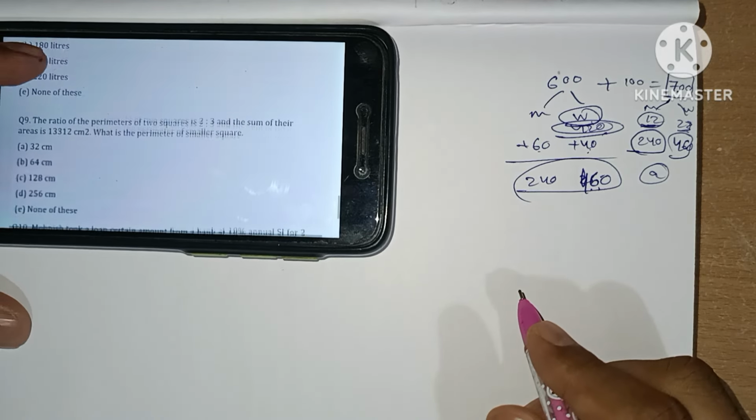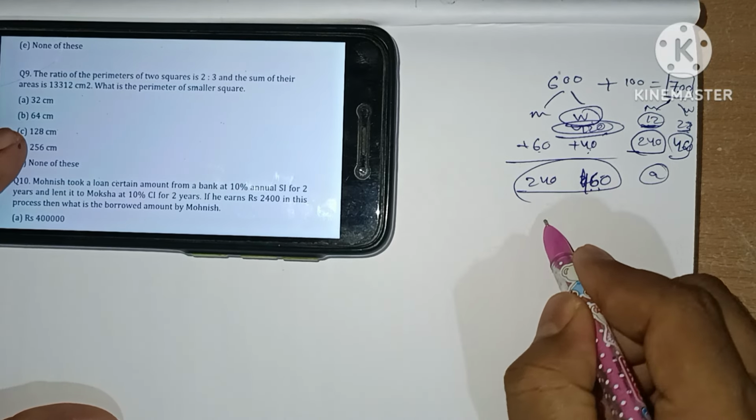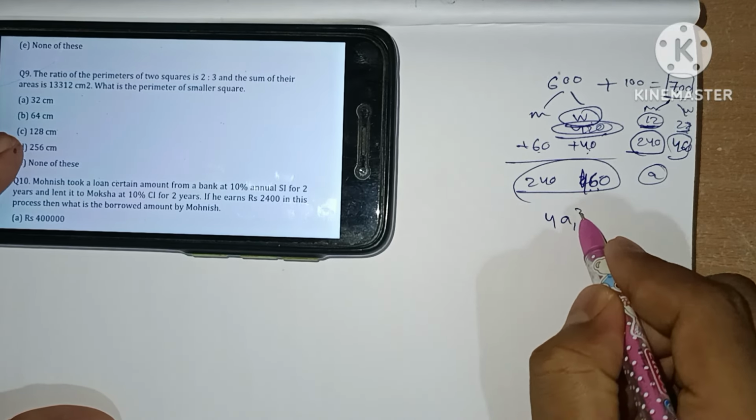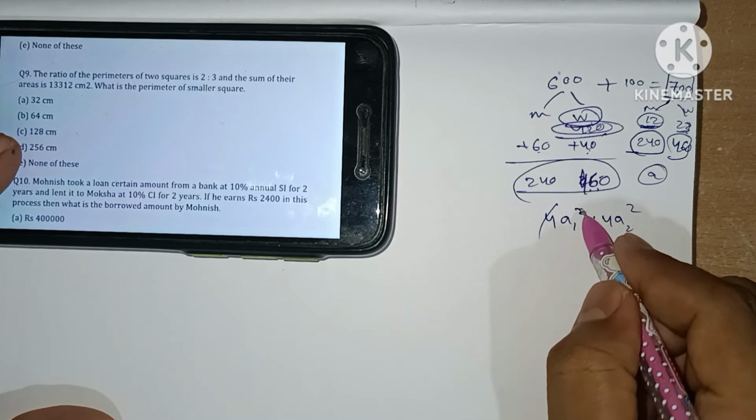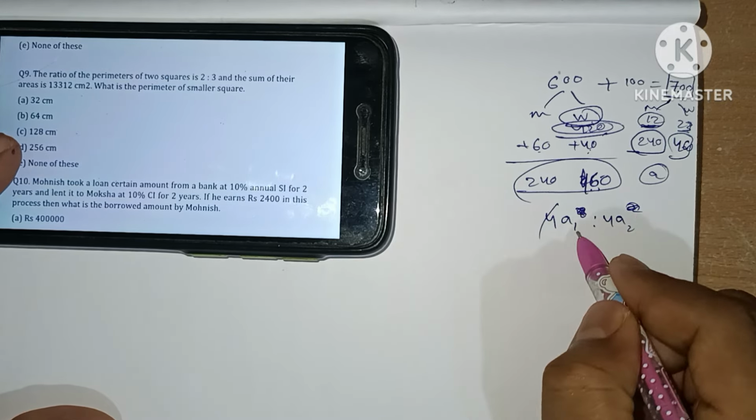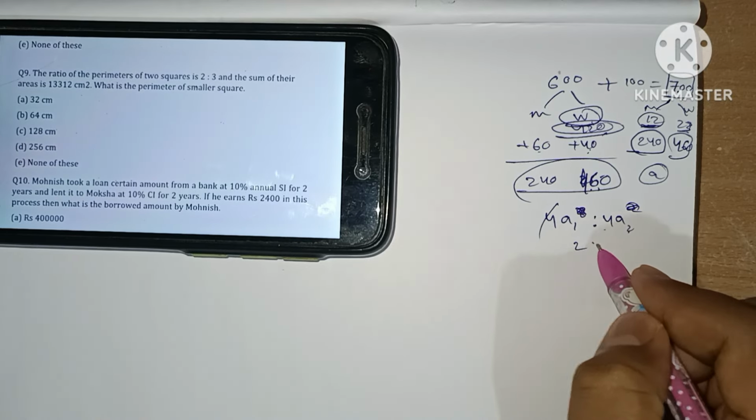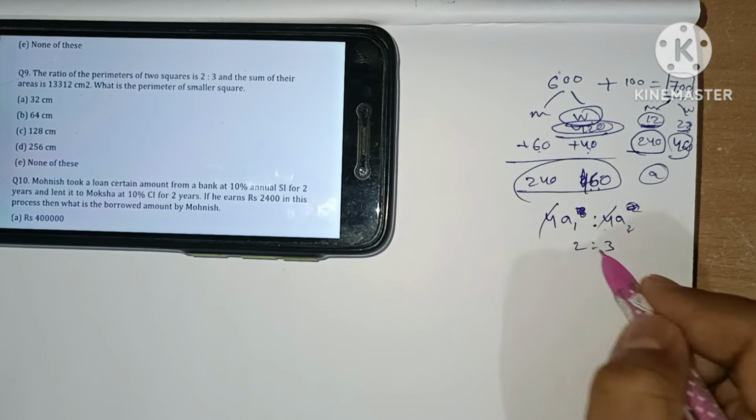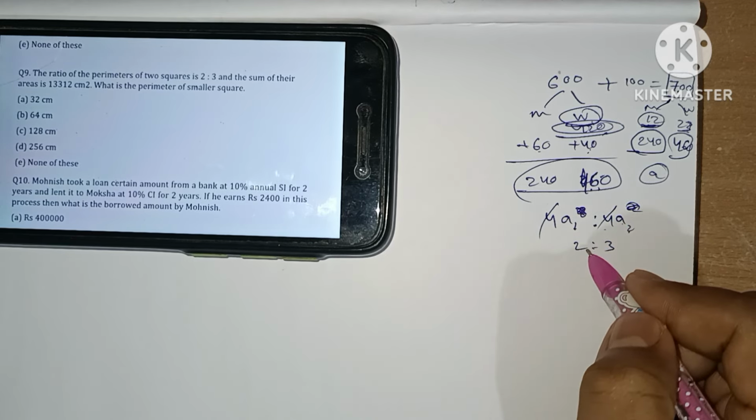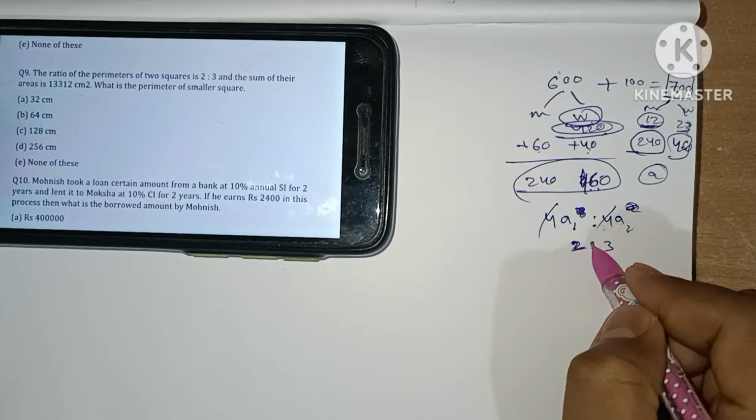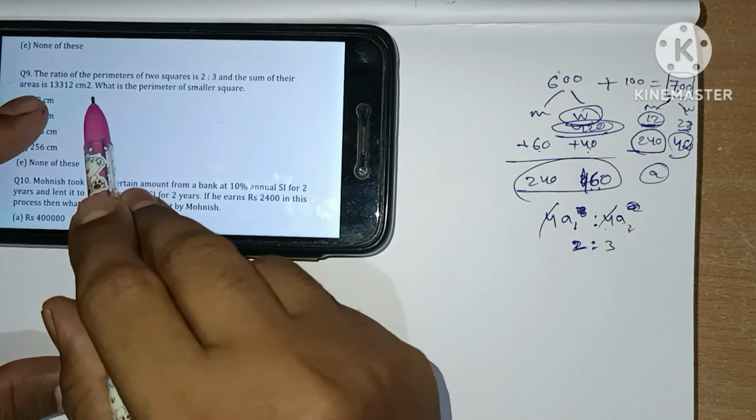Next, 9th question. The ratio of the perimeters of two squares. Perimeters means 4A1 and 4A2. Here the ratio of 4A1 and 4A2 is given as 2:3. Here 4 and 4 cancel, so we are left with the sides of the two squares, which is 2:3.